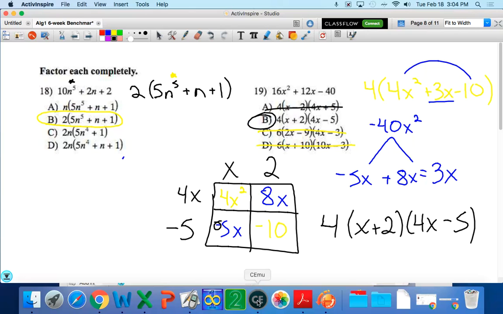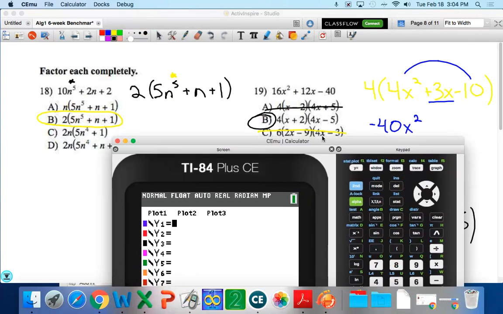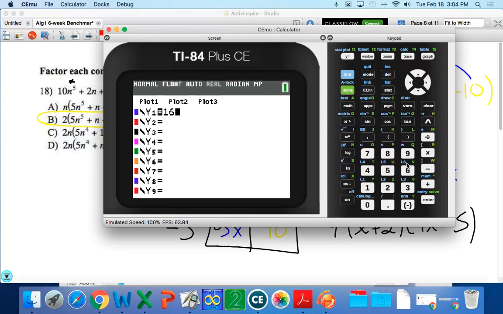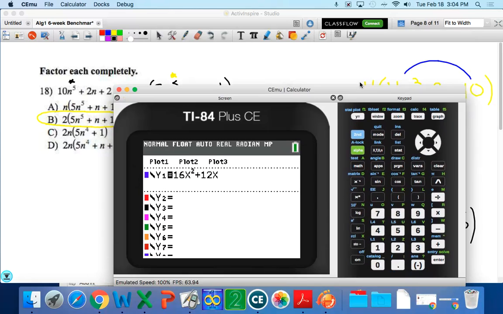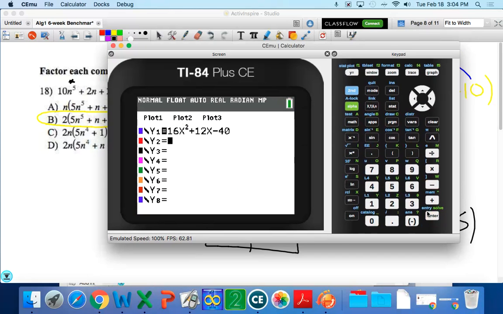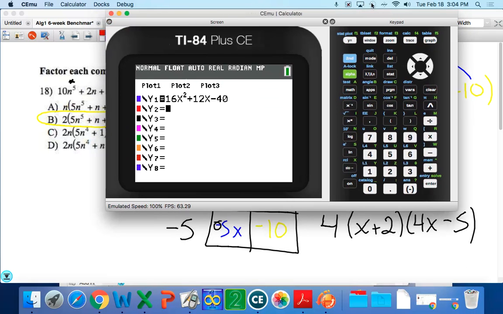Again, though, guys, check them, check them, check them. 16x squared plus 12x minus 40. My final answer is 4x plus 2, 4x minus 5.